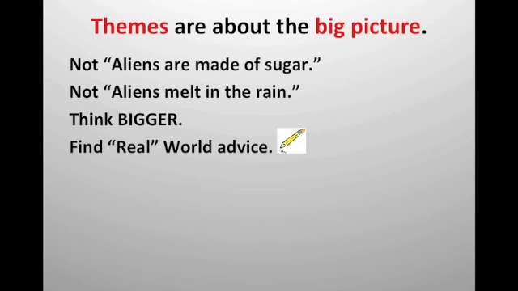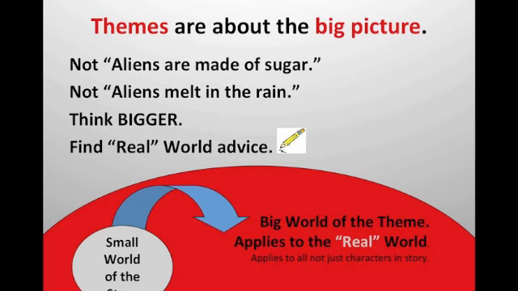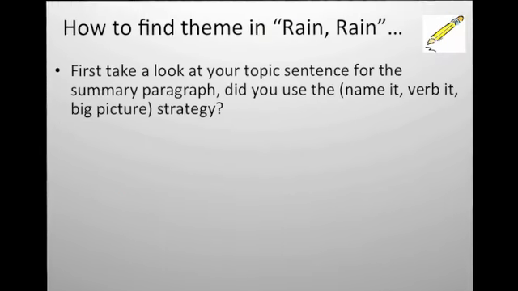So you've got to think bigger, and you've got to think real world advice. Even though this is a story about aliens and weird next door neighbors, there's got to be something that applies to all of us. So go beyond the small world of the story and apply it to everyone. And remember, there's a reason that we talked about the 1950s and 60s and knowing your historical context. And I think that also helps with trying to figure out really what the author is trying to tell you.